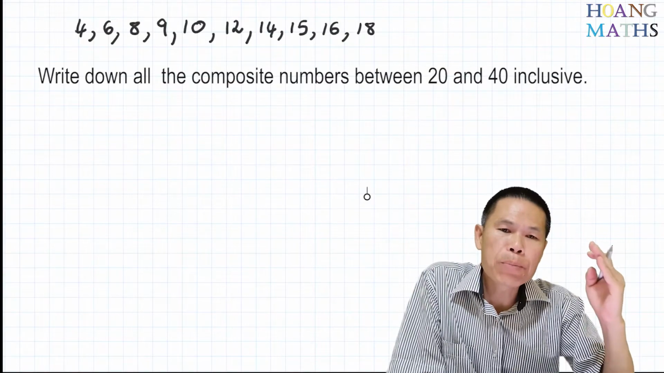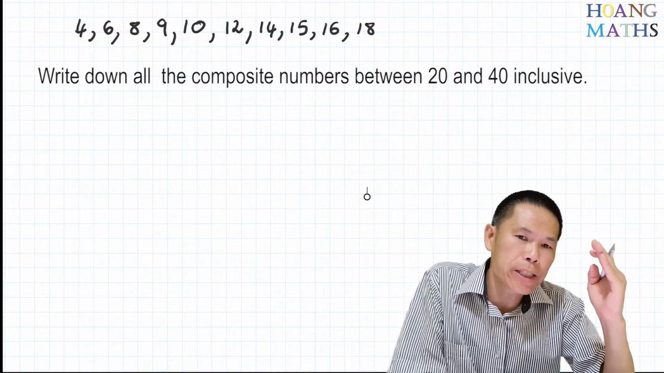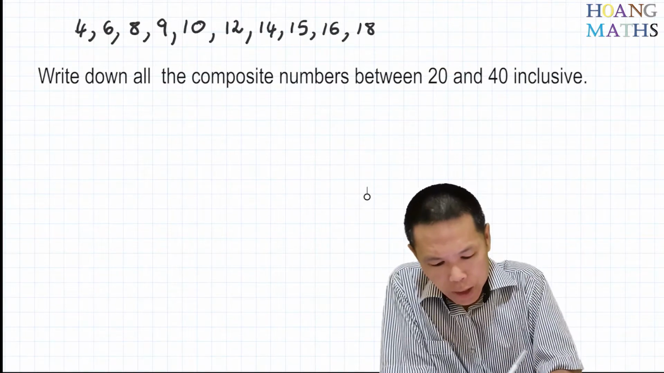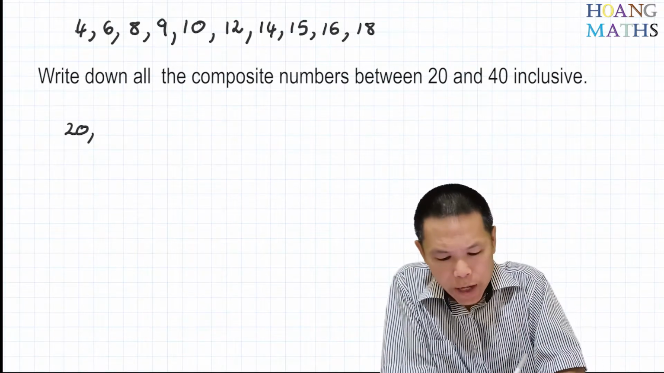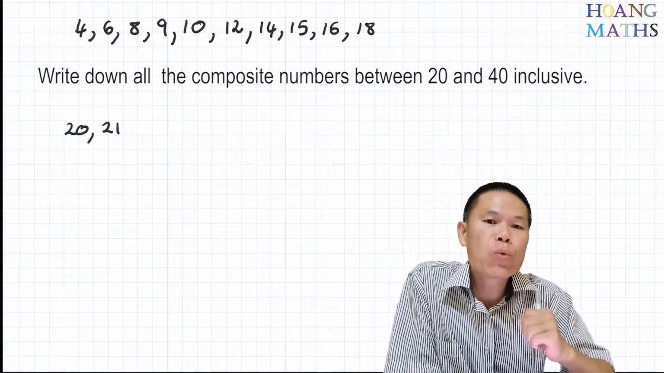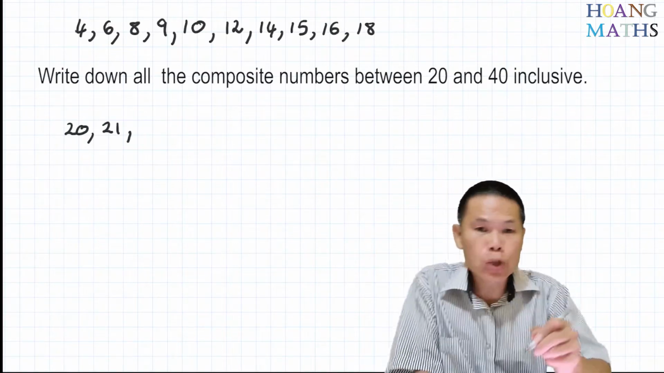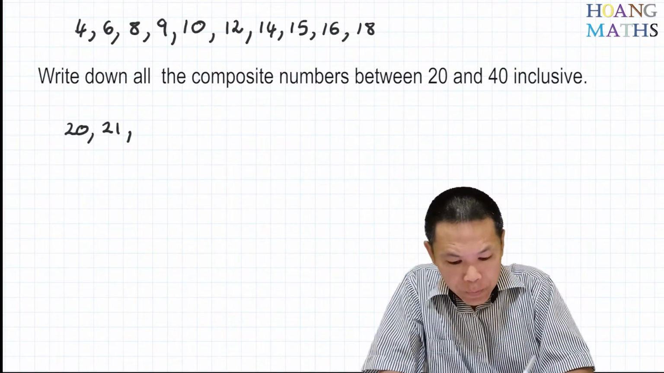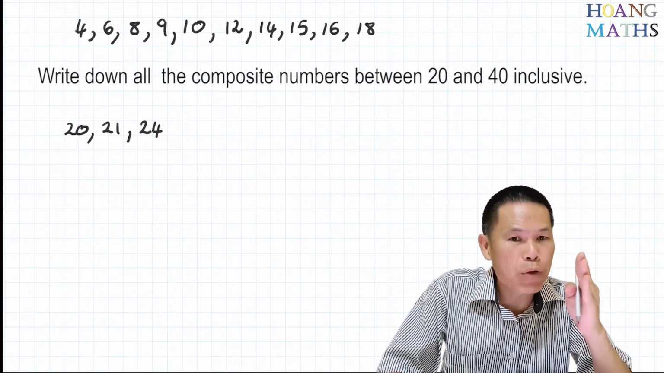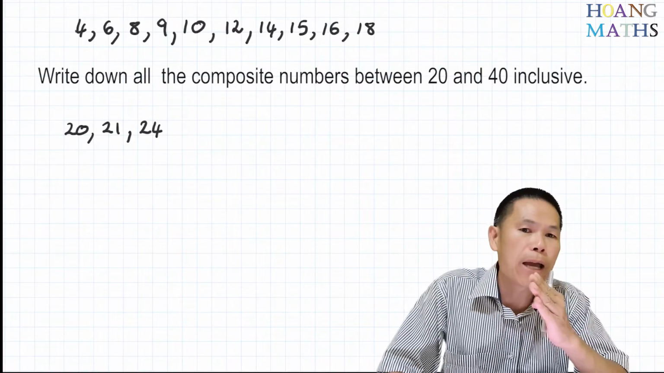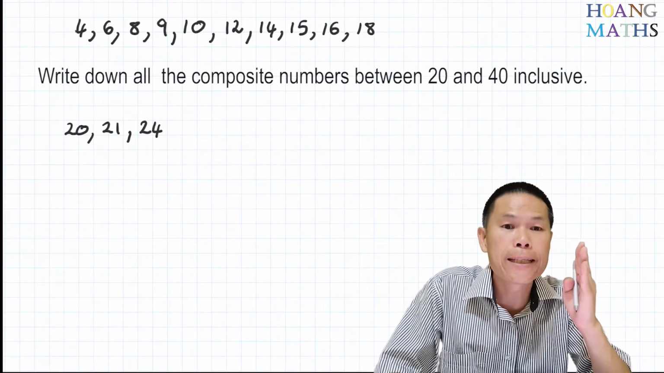So the first composite number from 20 to 40, inclusive, is 20. Followed by 21, because 21 is divisible by 3. After 21 will be 24, because not 23, because 23 is a prime number. 23 cannot be divided by any number except 1 and itself.